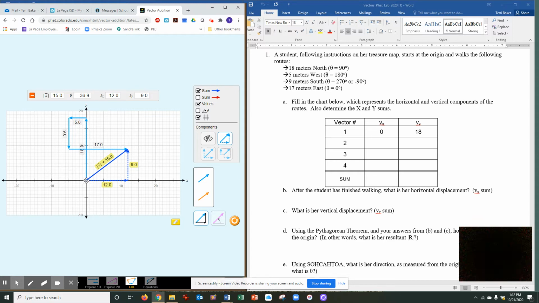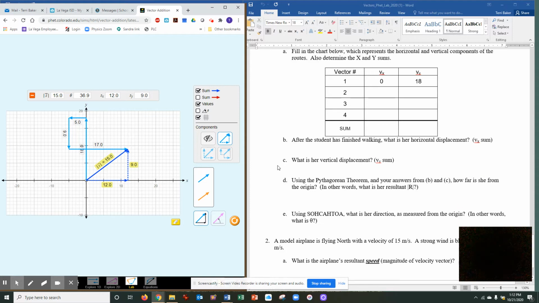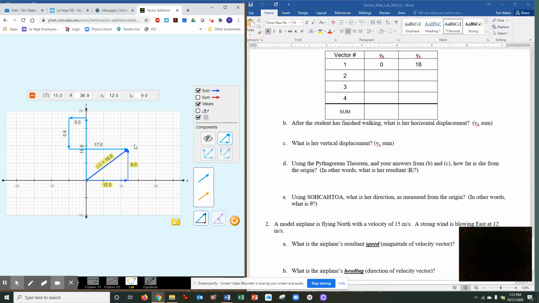Her horizontal displacement from here to here was 12. Her vertical displacement was 9. And again, you can do it graphically by drawing it out, and you have the 9 and the 12, or you can do it mathematically by adding all your x and y's, and it should give you the same thing.